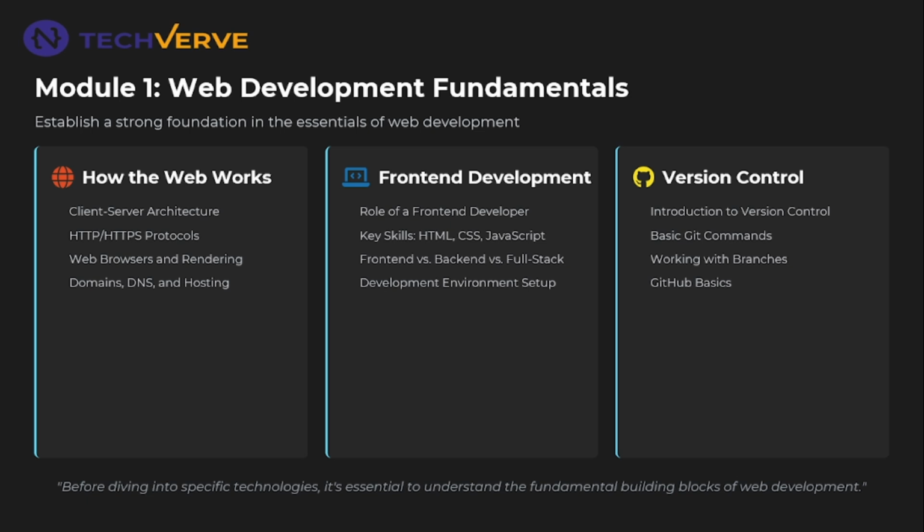Now we talk of the role of a front-end developer, the key skills, and then front-end versus back-end and full stack. The key skills are HTML, which is described as the structure, CSS, which is the styling, and JavaScript, which is what? The interactivity. That is what adds life to the website.